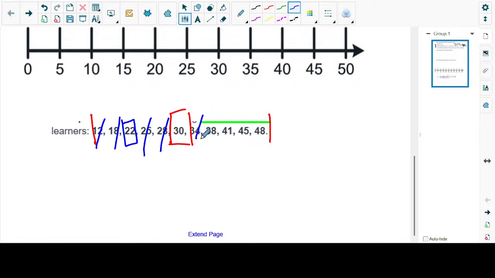We have 34, which goes with 48. And then we have 38, which goes with 45. And then we have our lonely guy there, which is 41, our Q3. So Q3 is 41. Okay, so this is our 5 number summary.